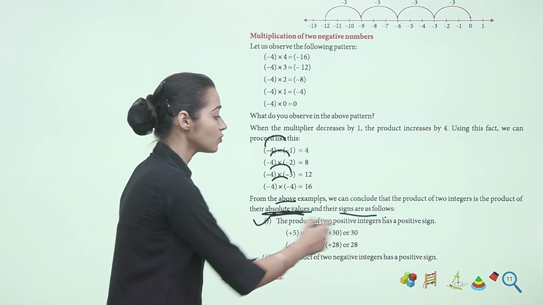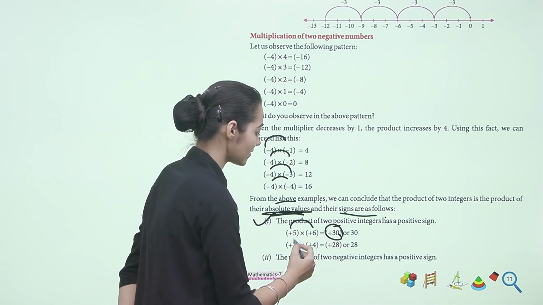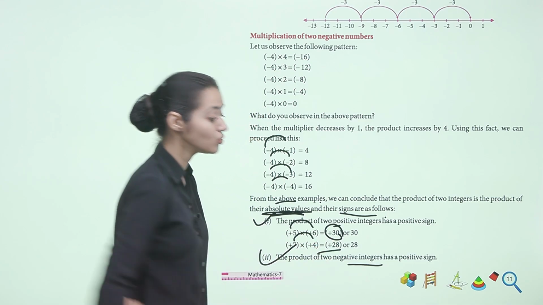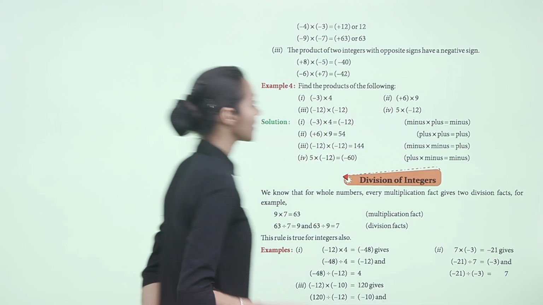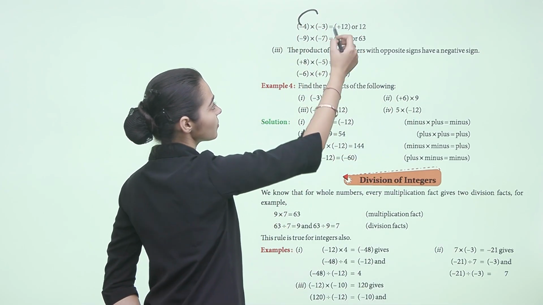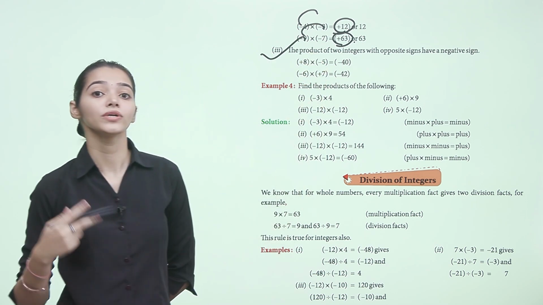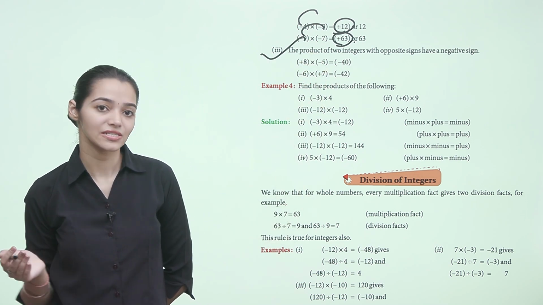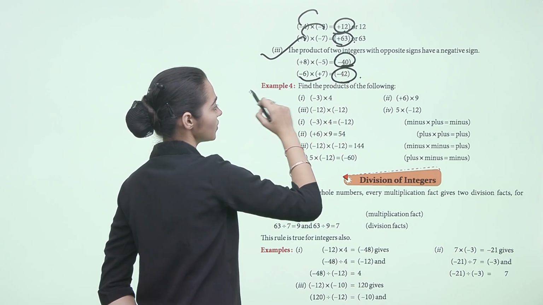Now the product of two positive integers always has a positive sign. For example, 5 into 6 is 30, 7 into 4 is 28. The product of two negative integers also has a positive sign. For example, minus 4 into minus 3 is 12, minus 7 into minus 9 is 63. The product of two integers with opposite signs has a negative sign. 8 into minus 5 is minus 40, 6 into minus 7 is minus 42.